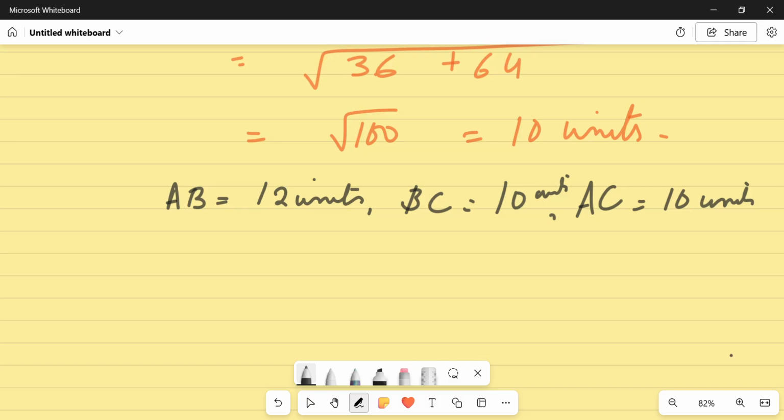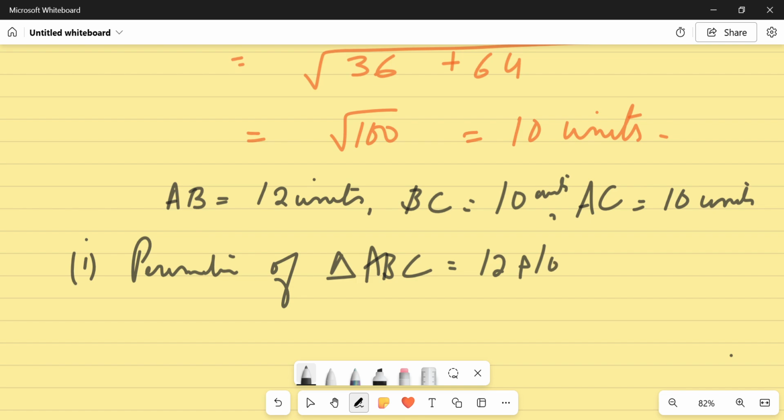Now what we need to find out, the first part says you need to find out the perimeter. Perimeter means the sum of all the sides. So we just add all three of them, the perimeter of the triangle. What is the name of the triangle? The name of the triangle is ABC. So we add 12 plus 10 plus 10, and it gives you 32, right? 32 what? 32 units. Okay, we have found the first part.